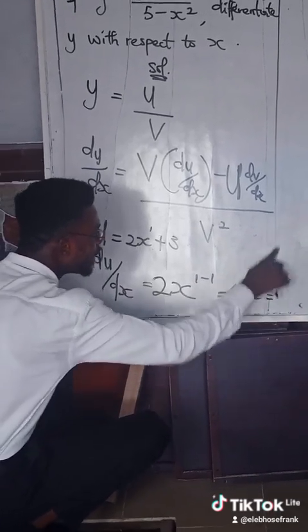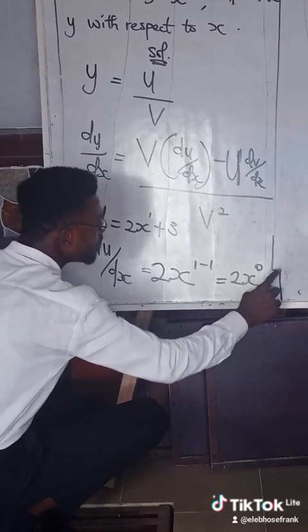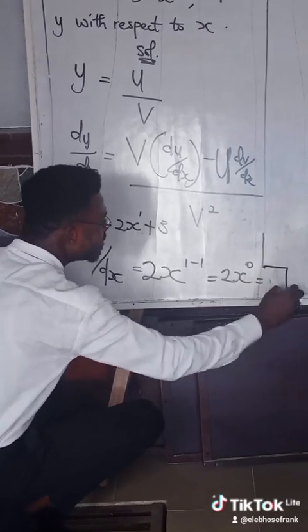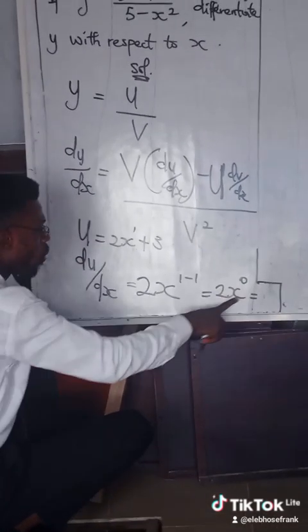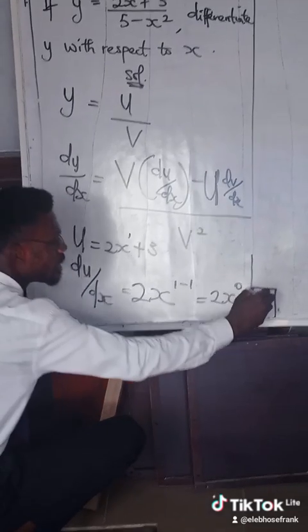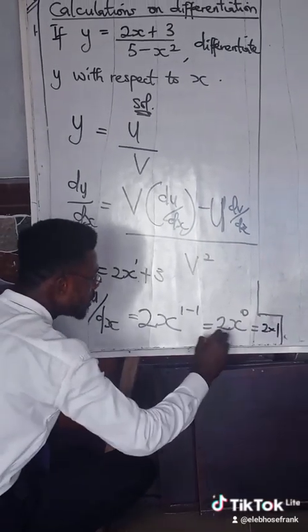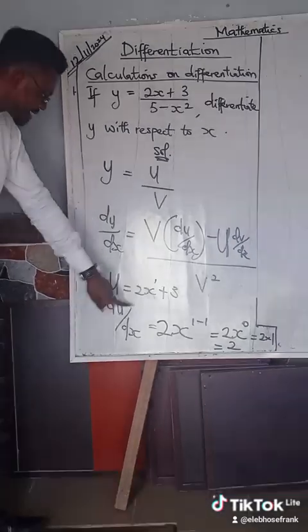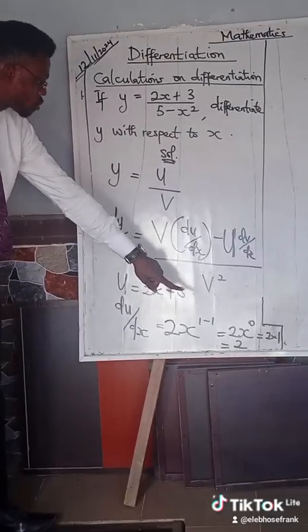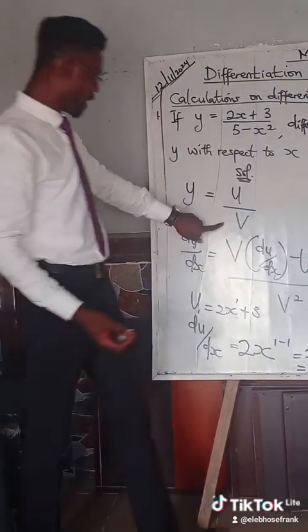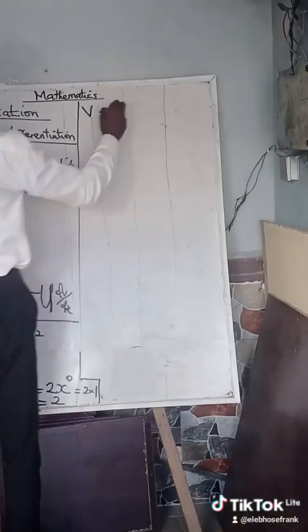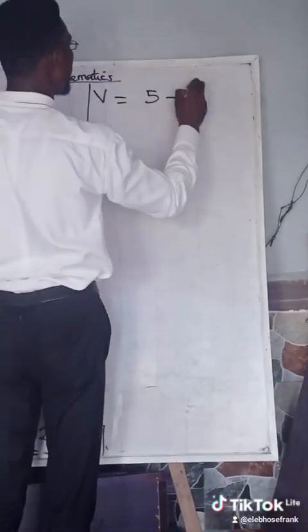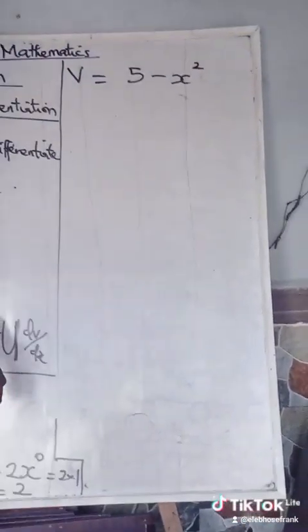Don't forget, in mathematics any letter raised to power 0 equals 1. So x to power 0 is 1, and this is 2 times 1, which gives us 2. That means differentiating u with respect to x, du/dx, gives us 2. Now let's move to denominator v. v, which is the denominator, equals 5 minus x².